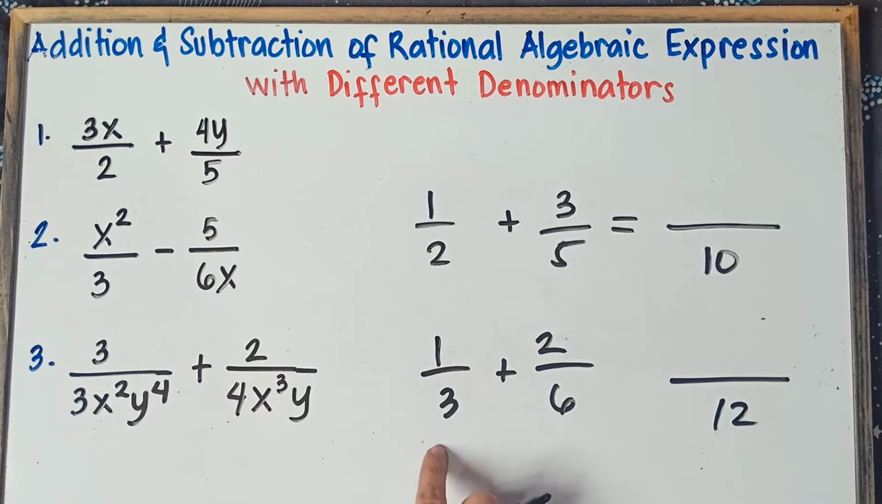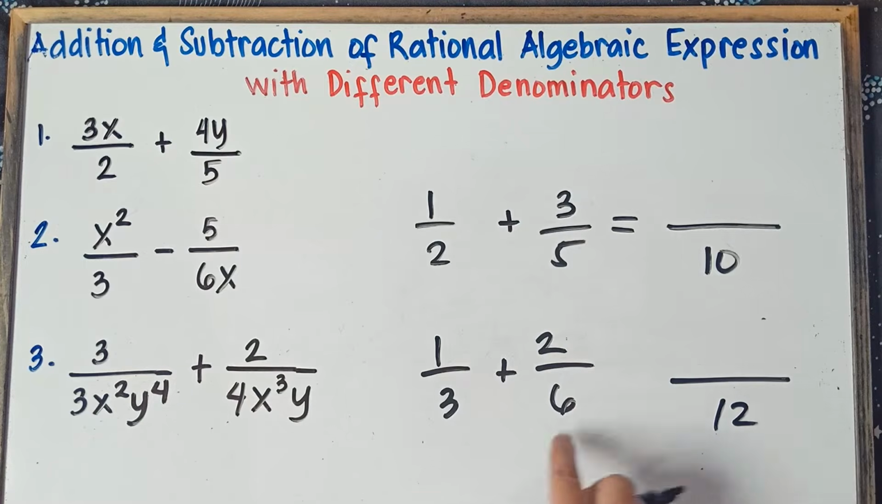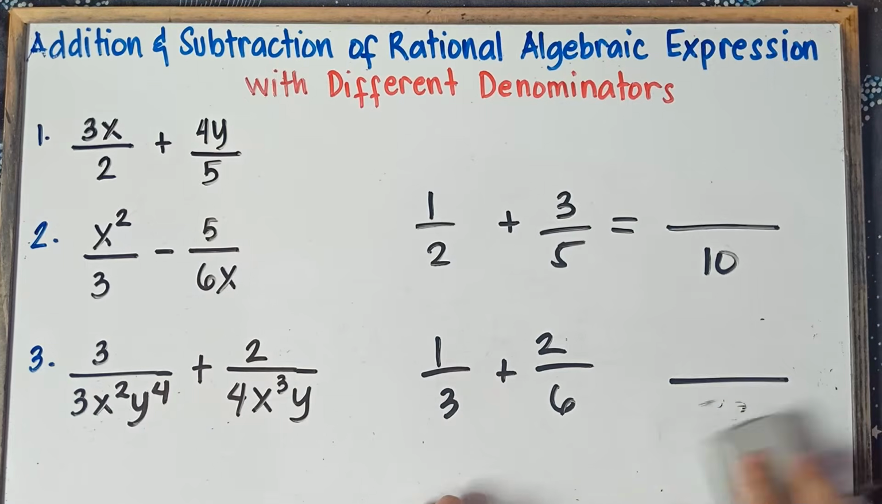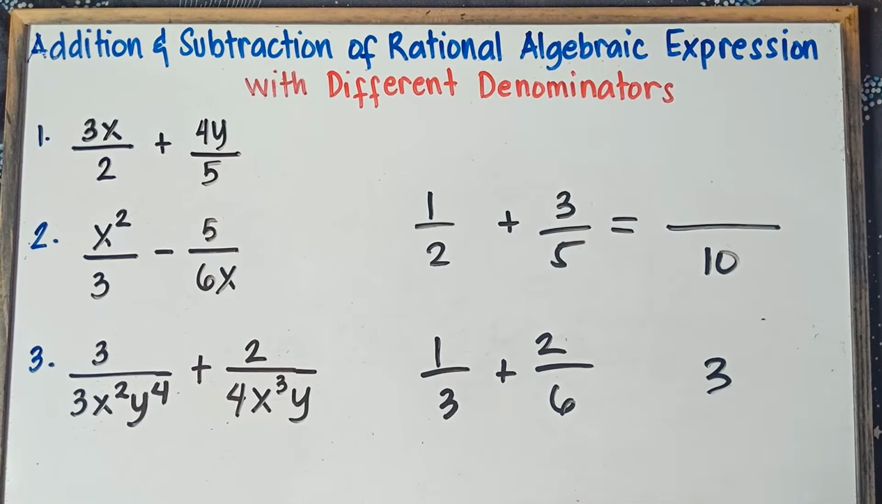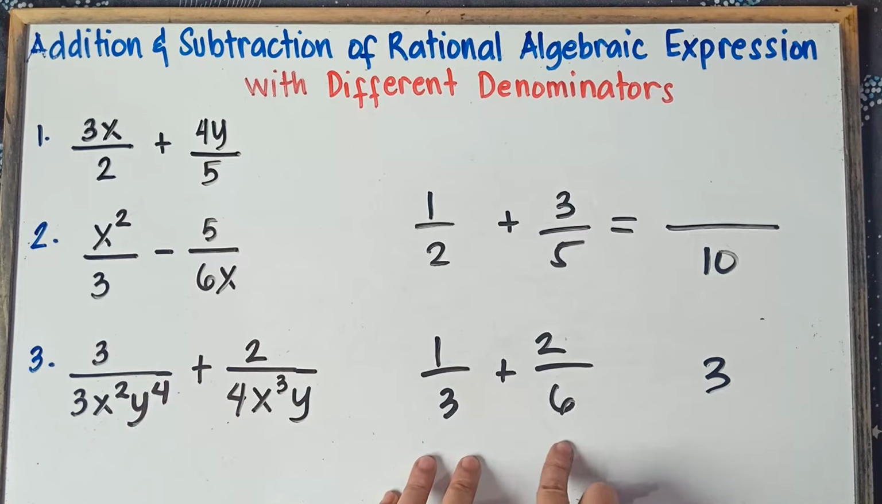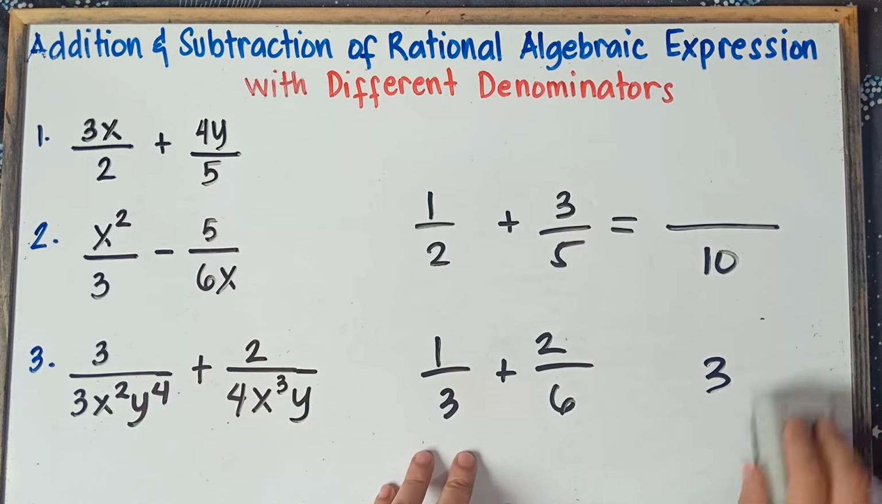Can we divide 12 by 3? Yup, we can. How about 12 by 6? Yup, we can divide 12 by 6. But we need to find the least common denominator. How about if we choose 6? You can never choose 3. We can divide 3 by 3, but we cannot divide 3 by 6. Therefore, 3 is not the LCD.